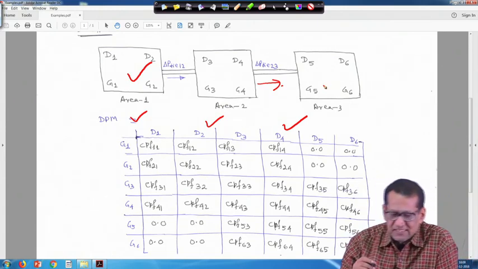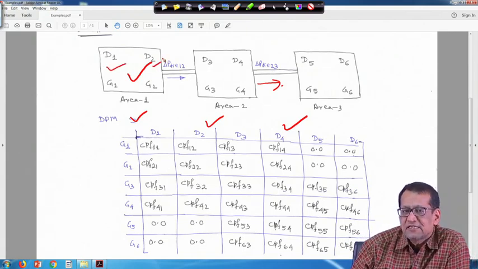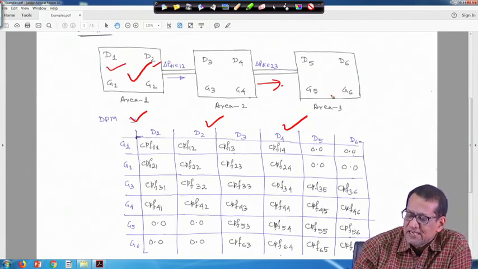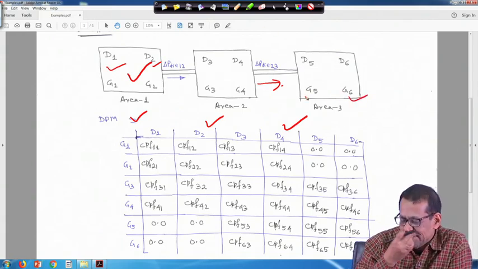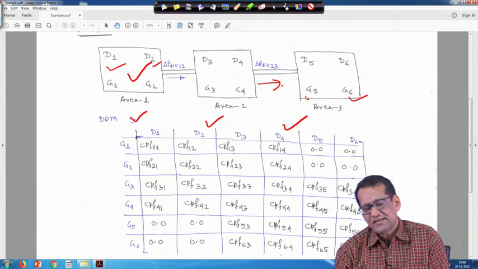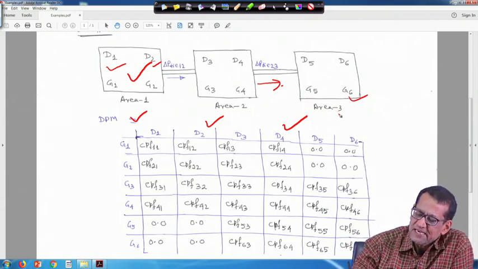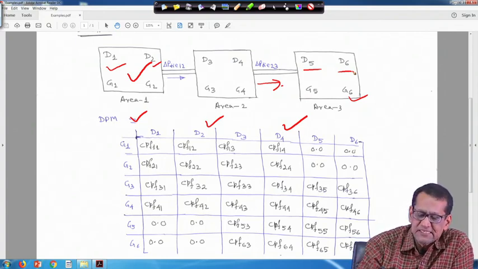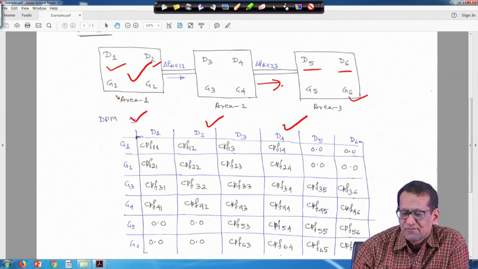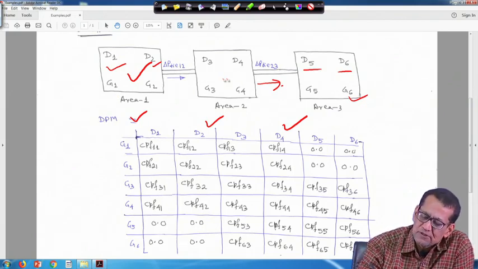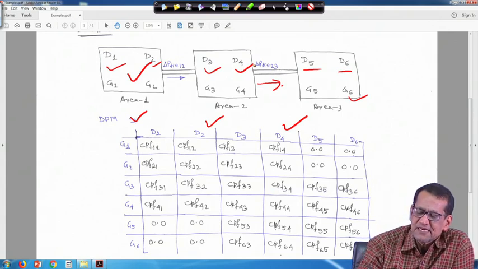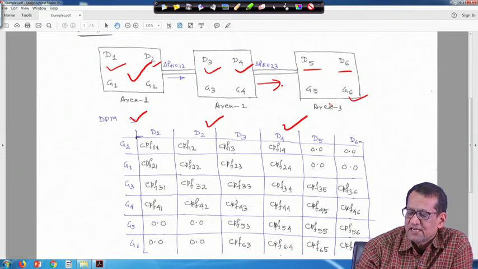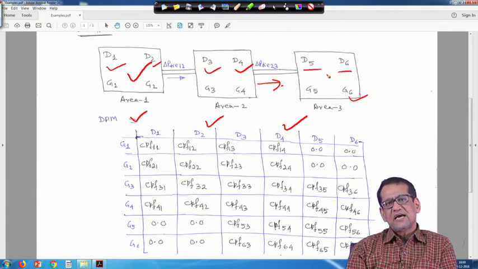That means DISCOs here in area 1 cannot have any contact with GENCOs in area 3, because there is no line in between. Similarly, the DISCOs in area 3, that is D5 and D6, cannot have any contact with GENCOs in area 1, that is G1 and G2, right. But DISCOs in area 2, that is D3 D4, can contact with GENCOs in area 1, that is G1 G2, or GENCOs in area 3, that is G5 G6, because this side also is connected by the tie line, right.